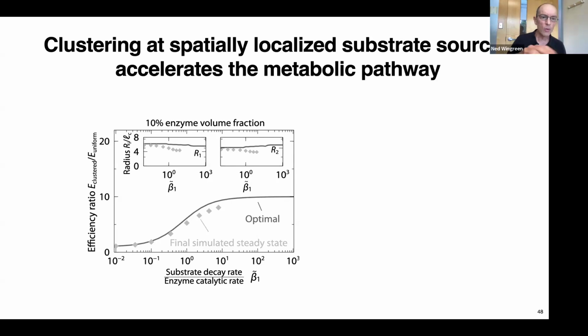This has to do with the overall enzyme volume fraction. For numerical reasons, we work with a fairly high or quite high enzyme volume fraction of 10%. You see that at the top there. This efficiency basically scales inversely with that number. So if you have a 1% enzyme volume fraction, then the efficiency ratio goes up by basically a factor of 10. And 1% or 0.1% are actually more realistic in real cells.